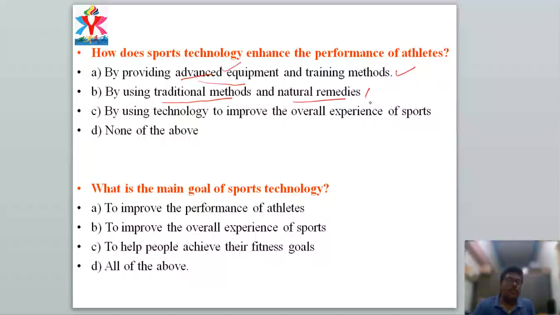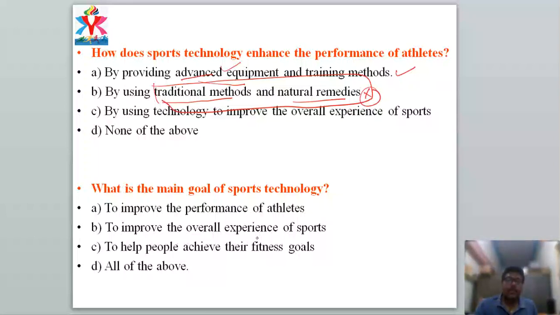So already we discussed that these come under the basic level of information, right? So traditional methods and natural remedies are directly related to the initial areas of training, the basic form of training methods. So in technological issues, you are not dependent on traditional methods and natural remedies, right? And this is a wrong option.